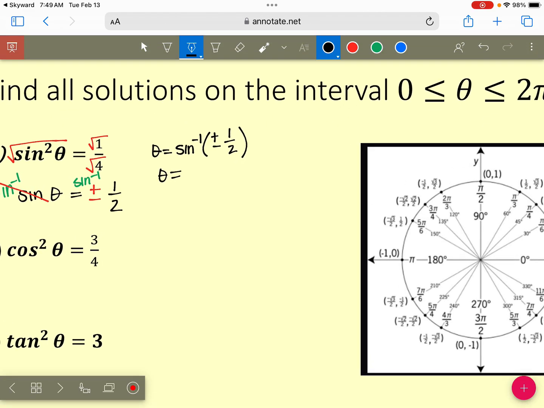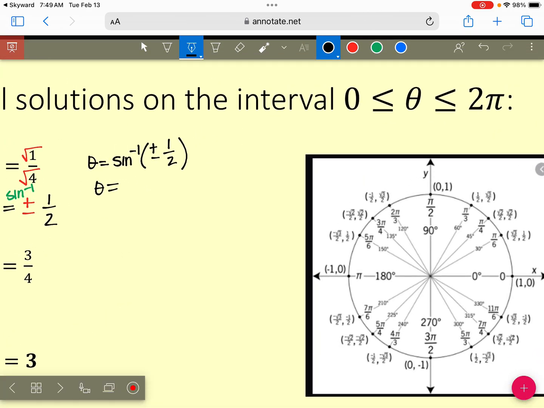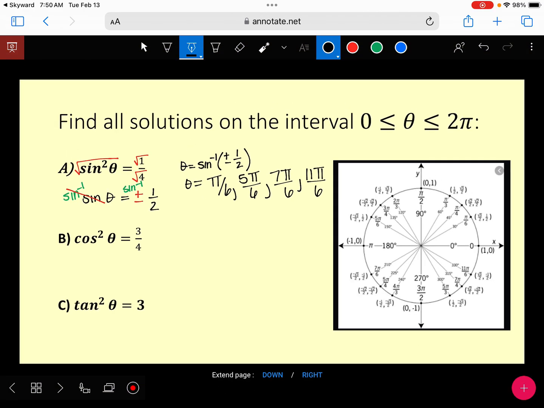So that would be pi over 6. I'm just going to start in quadrant 1. So every single quadrant we have an answer. In quadrant 1, it would be pi over 6. In quadrant 2, it would be what? Yep. In quadrant 3, it would be 7 pi over 6. And in quadrant 4, 11 pi over 6. That's it. That's all there is to it. It's pretty simple, right?